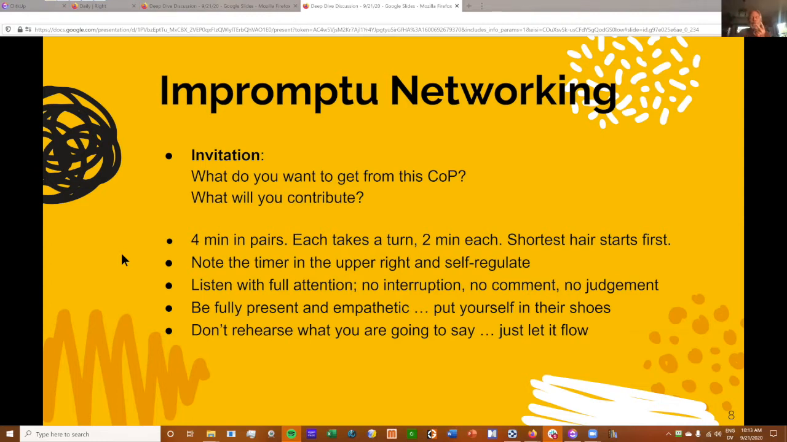In the breakouts with impromptu networking, you've got 2 minutes each way. The invocation here is that you're basically empathic listening to the other person as they stumble through their out loud thinking about these questions. So be fully present and non-judgmental, no comment, listen with full attention, be really present, put yourself in their shoes, and don't rehearse what you're going to say. Just let that flow and be completely okay with failing in any way that you might fail verbally or that you might be brilliant. There's a timer in the upper right corner, so self-regulate. Make sure each person gets 2 minutes and we'll be back in 4 minutes.